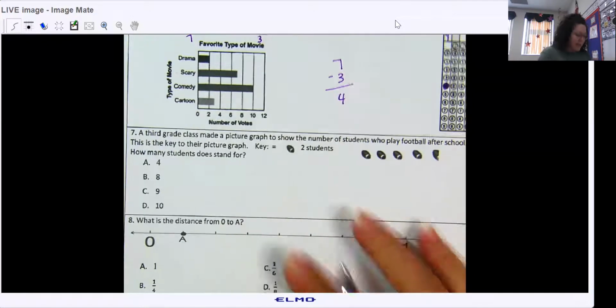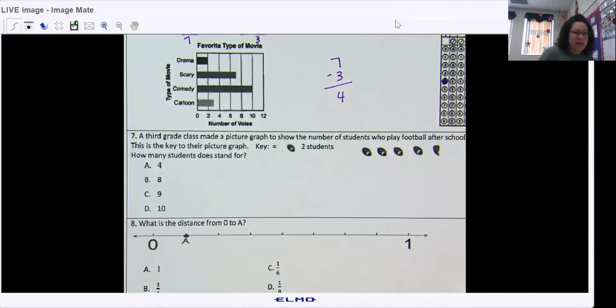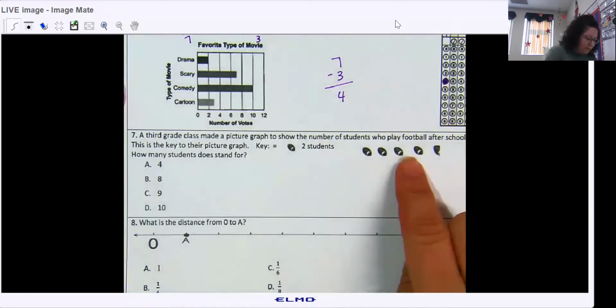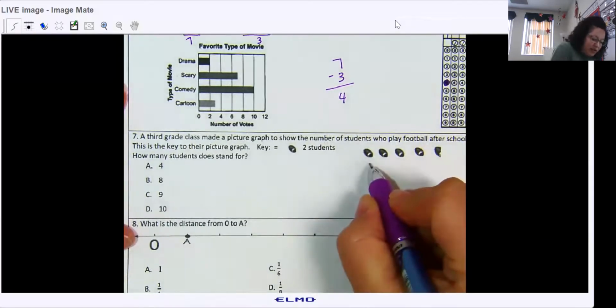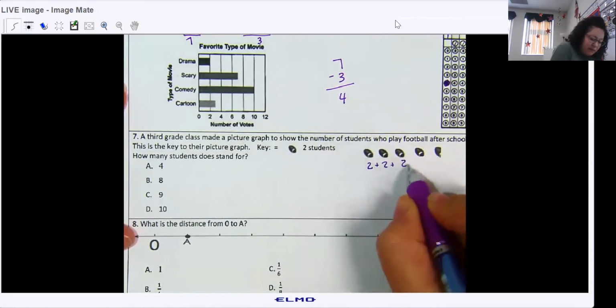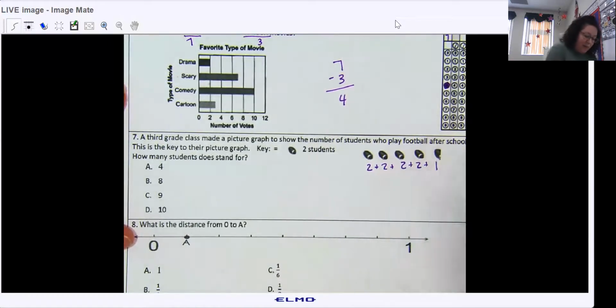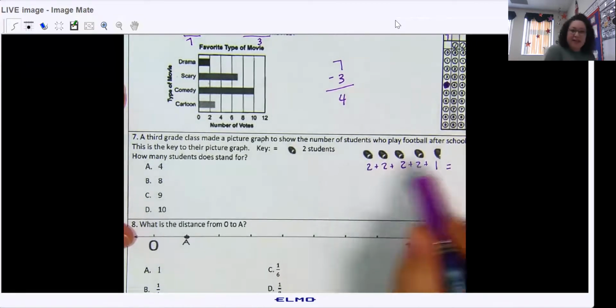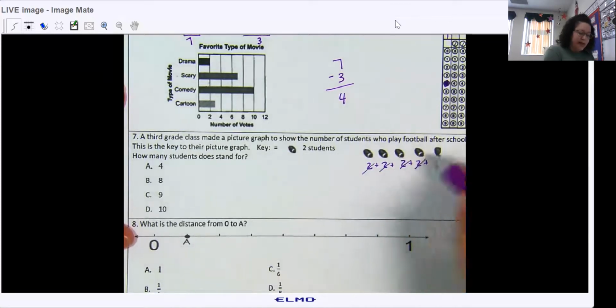A third grade class made a picture graph to show the number of students who play football after school. This is the key to their picture graph. 2 students equals 1 football. How many students does what stand for? So how many students is this? Well, if each one is 2, a half would be 1, right? And it says, how many does it stand for? How many? Easy. 2, 4, 6, 8, 9.